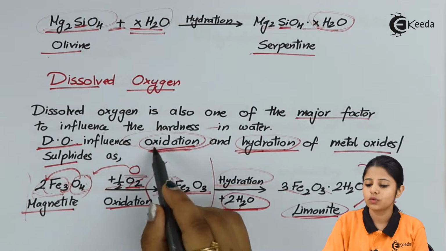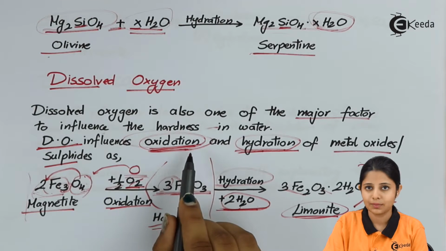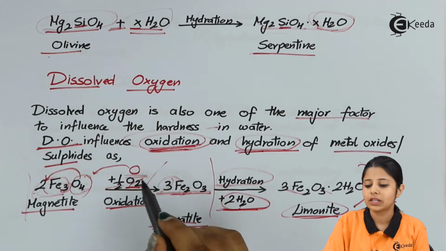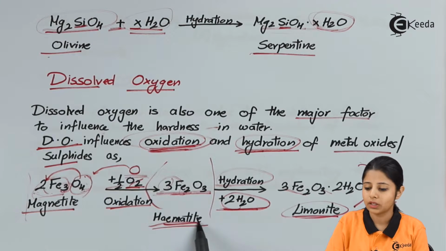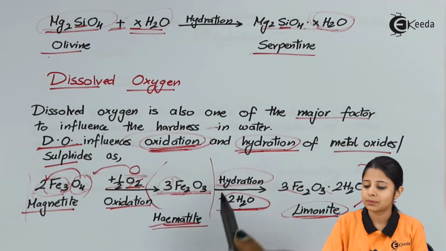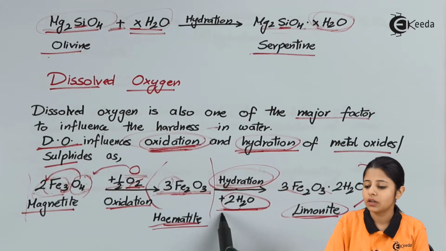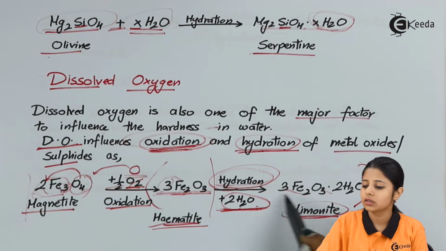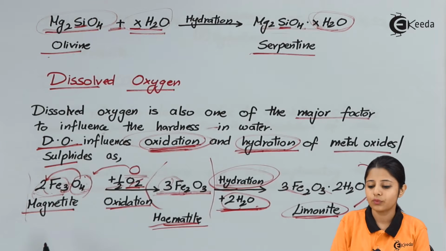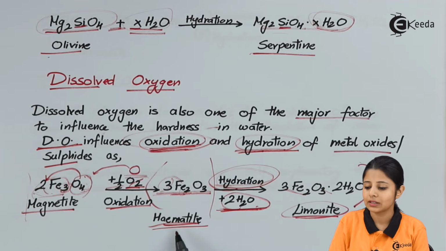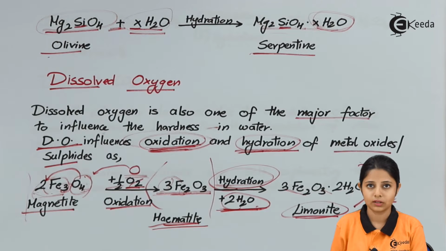The first reaction which happens, the first process which takes place, is the oxidation process, wherein I am adding 1 oxygen to it, converting this magnetite into hematite. The next process which takes place is the hydration process, wherein I am adding water to it, and after adding water to it, what it forms is limonite over here, that is 3Fe2O3.2H2O. So in this entire process, the first thing is magnetite, the second is hematite, and finally limonite.